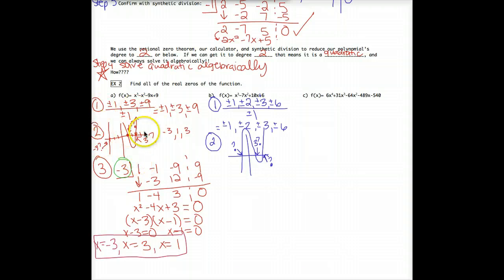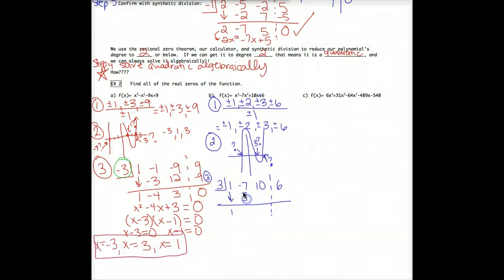So whereas over here in example 2a, I had a choice what to confirm with synthetic division, here I have no choice. The only 0 that I can see that's in my list is 3. So I'm sure hoping that that's going to work out. So I go on to step 3 and I do my synthetic division. My coefficients here are going to be 1, negative 7, 10, and 6. So draw my lines and get going.